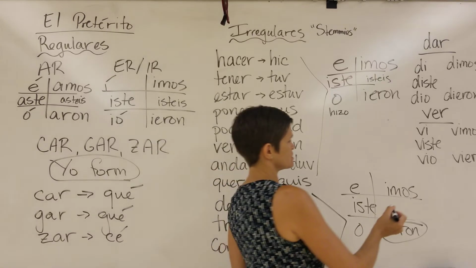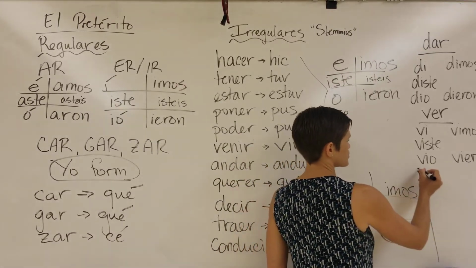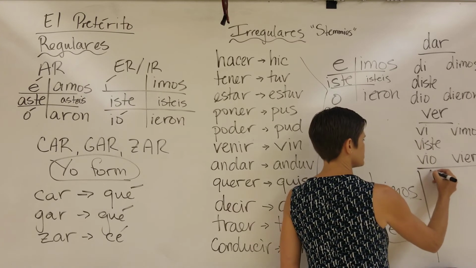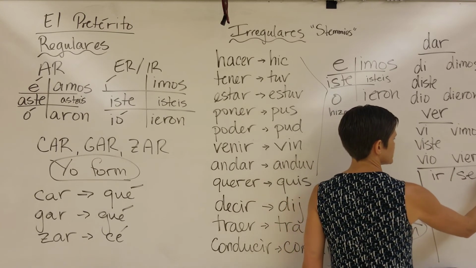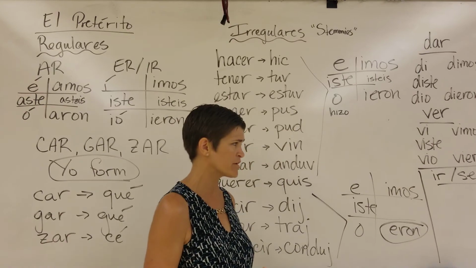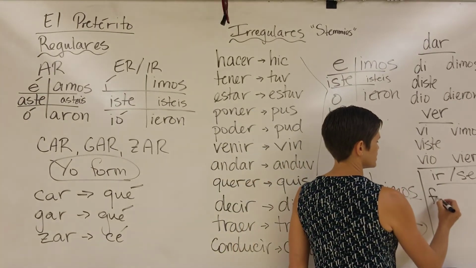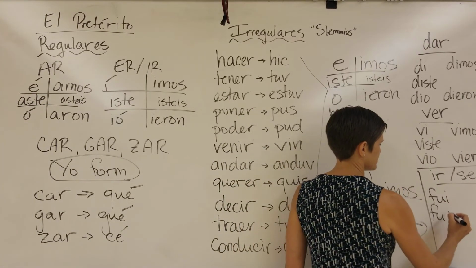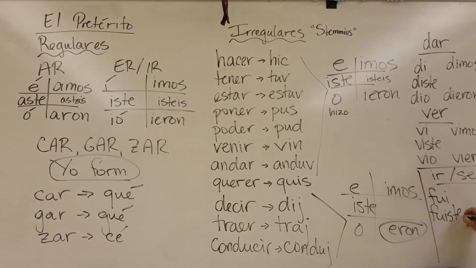And then the last one that we should stick on here, which I think we're pretty good at, is ir and ser. Both ir and ser get conjugated the same way in the preterite, and that is fui, fuiste, fue, fuimos, fueron. No accents. So either I went or I was a certain way, it's going to be that conjugation of ir and ser.